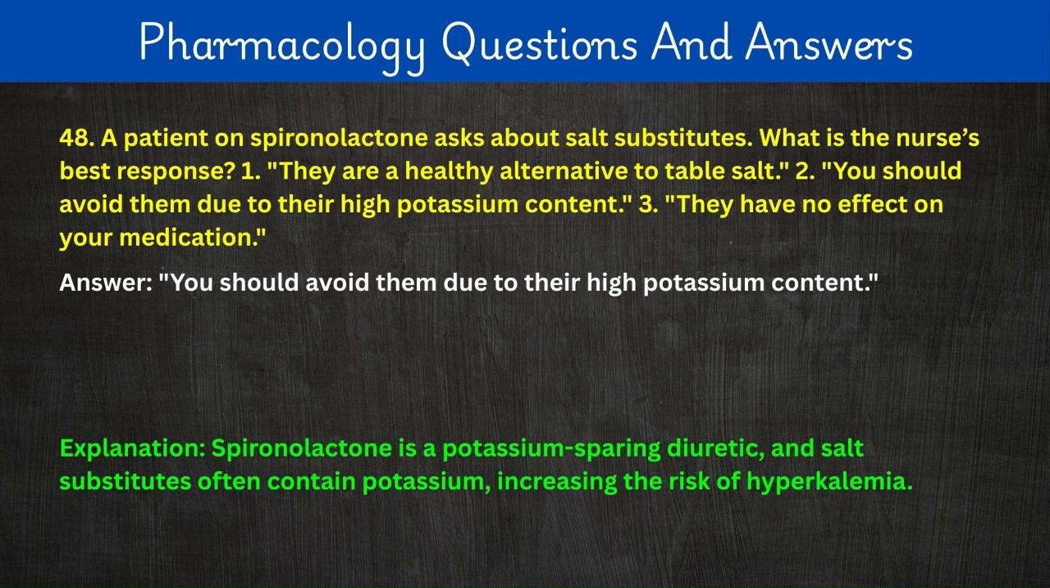48. A patient on spironolactone asks about salt substitutes. What is the nurse's best response? 1. They are a healthy alternative to table salt. 2. You should avoid them due to their high potassium content. 3. They have no effect on your medication. Answer: you should avoid them due to their high potassium content. Explanation: spironolactone is a potassium-sparing diuretic, and salt substitutes often contain potassium, increasing the risk of hyperkalemia.